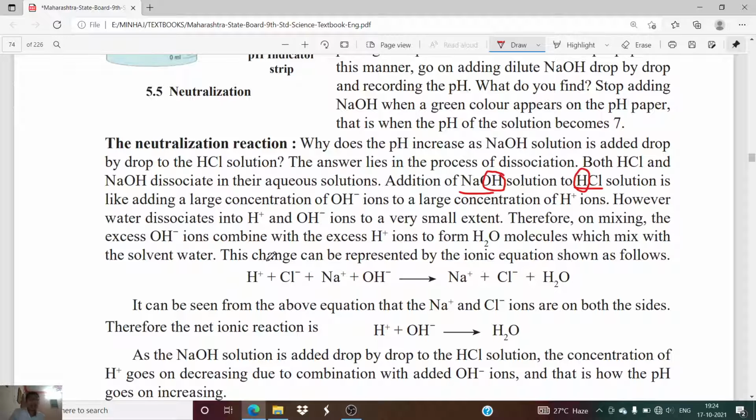However, water dissociates into H plus and OH minus ions to a very small extent. You will observe that whenever you want to dissociate water, the dissociation is not going to be 100%. The H plus and OH minus ions in water dissociate very little, in a very small amount. Therefore, on mixing, the excess OH minus ions combine with the excess H plus ions to form H2O.